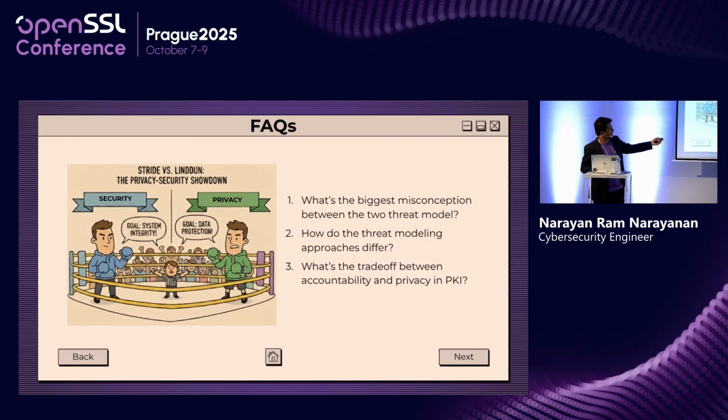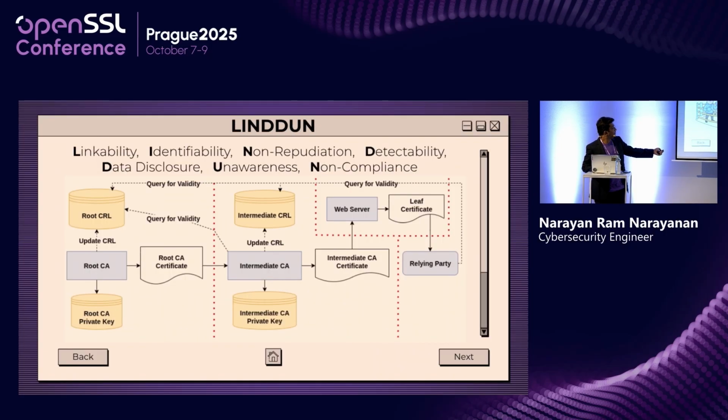Let's take a second question: how do threat modeling approaches differ? When you do threat modeling using STRIDE or LINDDUN, what is your mindset going to be? With STRIDE, we have to think more about the assets, as in the root CA, intermediate CA, relying party, and then the trust boundary. The red lines mentioned here are the trust boundaries. We have to check if the trust is broken in the security form of threat modeling. But when you take privacy mode, that is not really the case. We just have to see the data flow. We have to see if the data that is flowing, the private data that you have, is getting leaked anywhere.